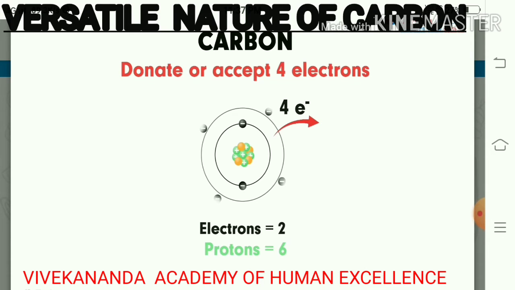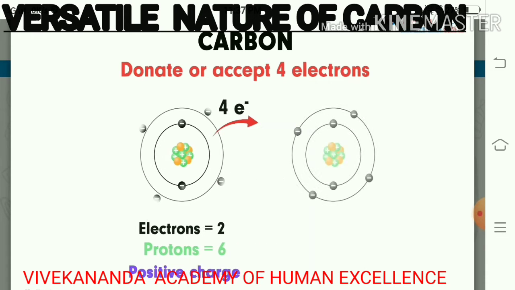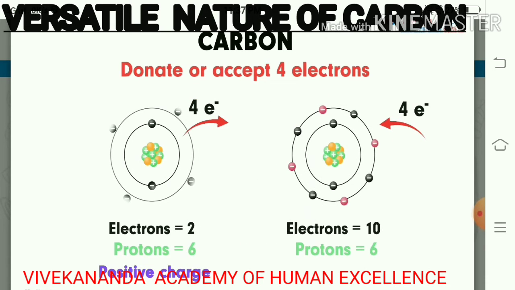But the number of protons still remain the same, right? That means the atom will gain positive charge and will still be unstable. Similarly, accepting 4 electrons will also lead to a situation where the carbon atom becomes negatively charged. Thus, both the situations would lead to instability of the carbon atom.